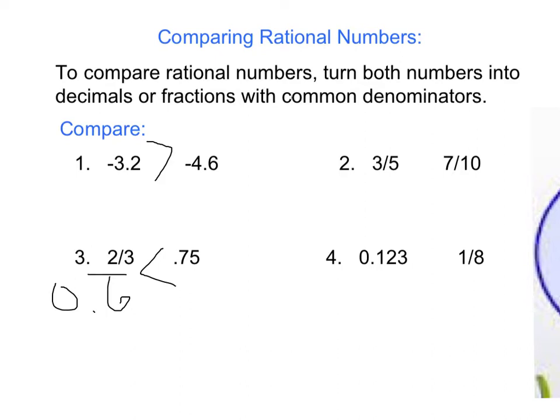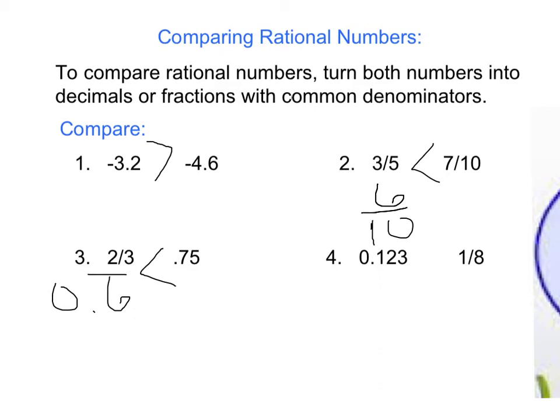In the next example, both numbers are already written as fractions, but they don't have a common denominator, so we need to find a common denominator. The common denominator between 5 and 10 is 10, so we turn 3/5 into 6/10. Now it is easy to see that 7/10 is greater than 3/5.